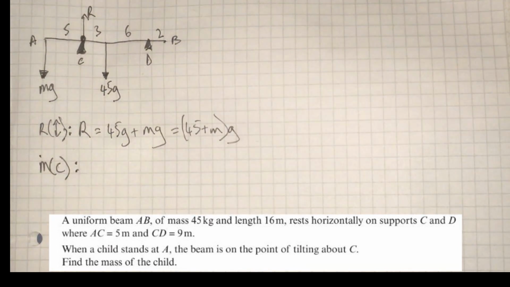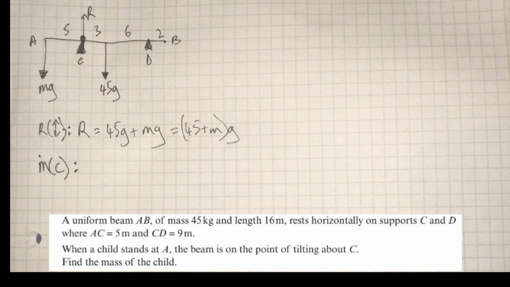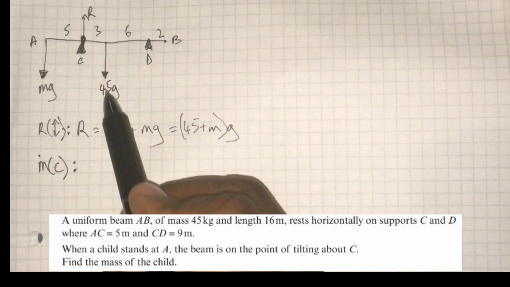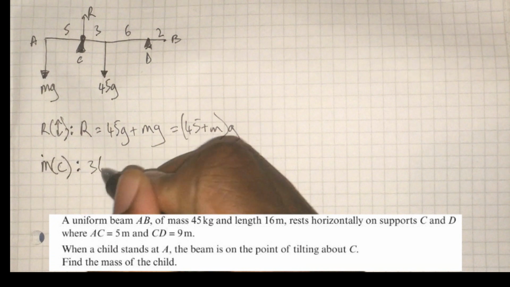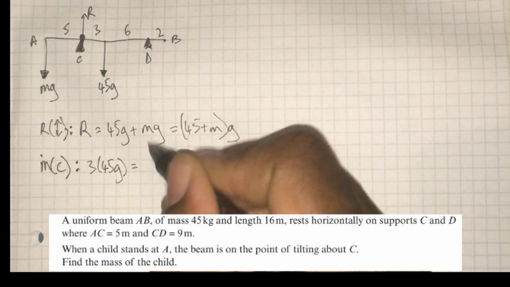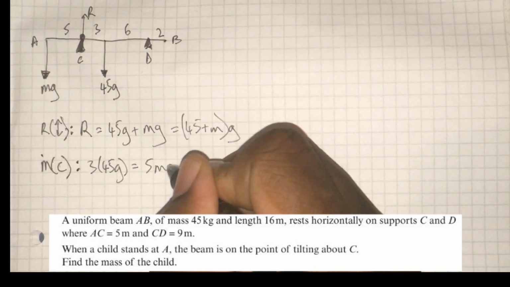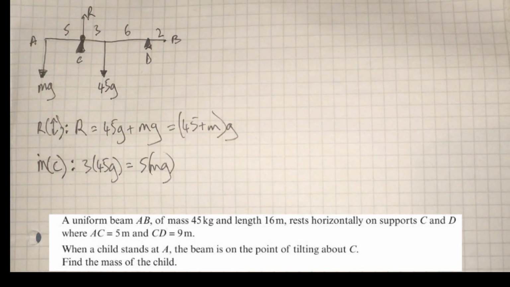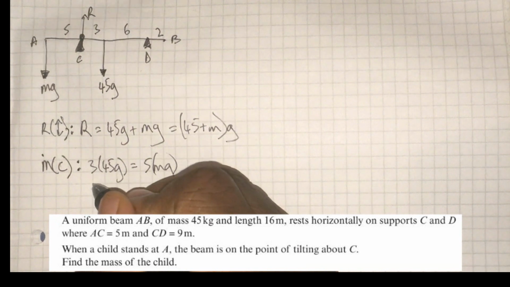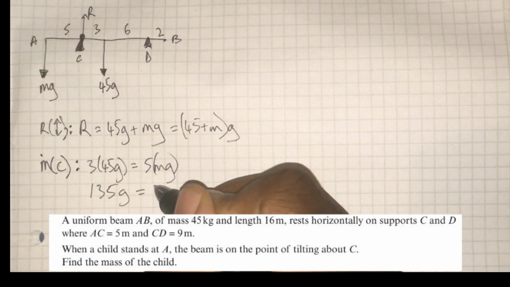Second strategy that we always use is to take moments, and I'm going to take moments from C, and that's the only sensible place to take moments from here, because it means I don't actually even need to use the reaction force, because that is going through the point C. So I'm going to go ahead and get my clockwise moment, which is generated by the weight of the beam itself, and the anti-clockwise moment, which is generated by the weight of the child. Hopefully you can see where we're going.